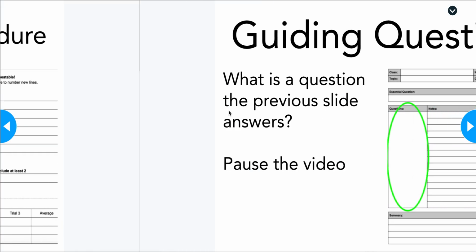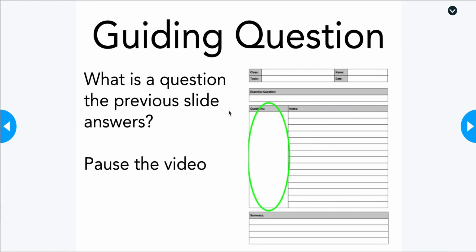All right. What is a question that the previous slides answer? Go ahead and pause the video and fill out your guiding question for the procedure.